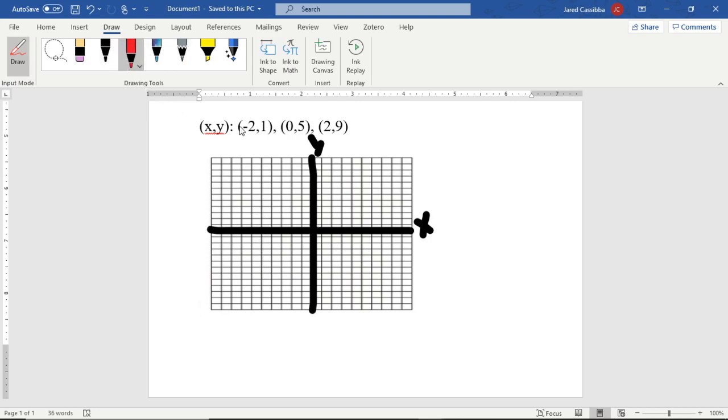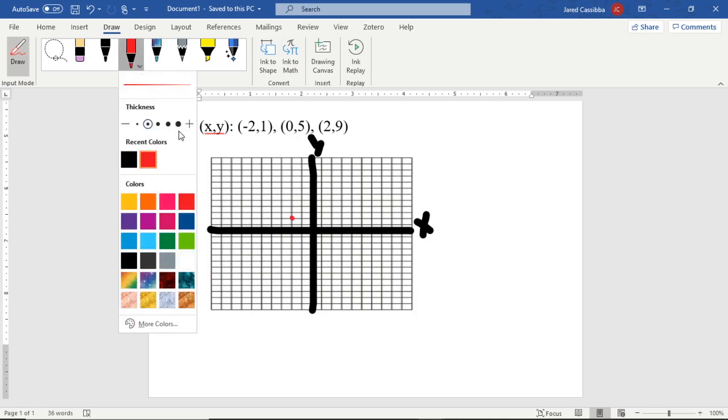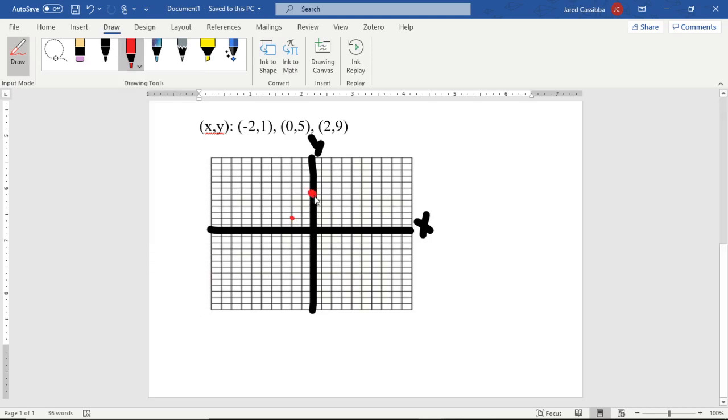So let's go. The first point is negative 2, 1. So negative 1, negative 2, that's this line here, and then up 1, so right about here. That's the first point. Make that a little thicker. The second point is 0, 5. I go to 0, which is in the center where both lines meet, and then count up 5: 1, 2, 3, 4, and 5. So that's right there. Let me make this one bigger.